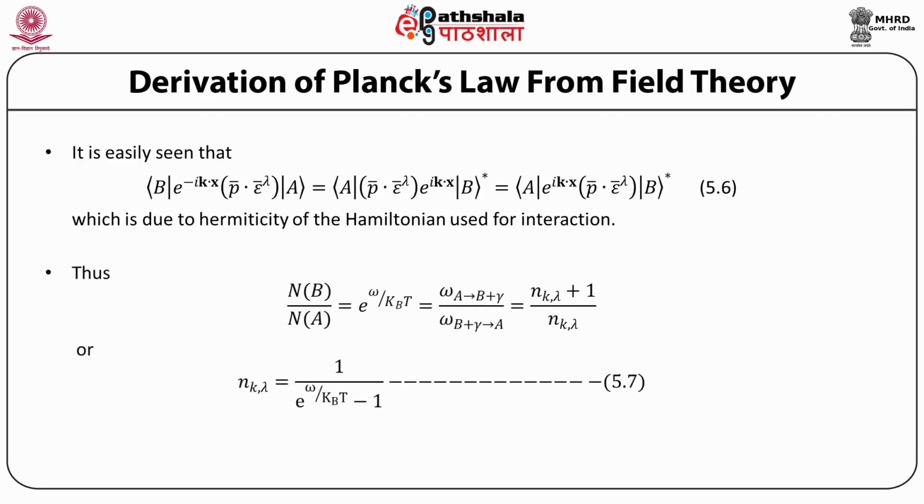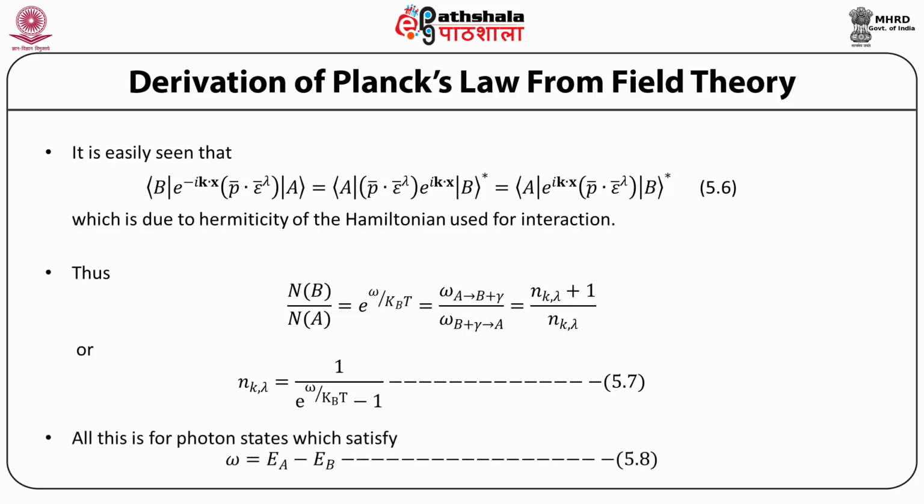So using this relation, the number in the state B divided by the number in state A, which is exponential omega by kBT, becomes equal to n_k lambda plus 1 divided by n_k lambda. Or n_k lambda has a very interesting expression, 1 divided by exponential omega by kBT minus 1. This is equation 5.7. All this is for the photon states which satisfy omega equal to Ea minus Eb.